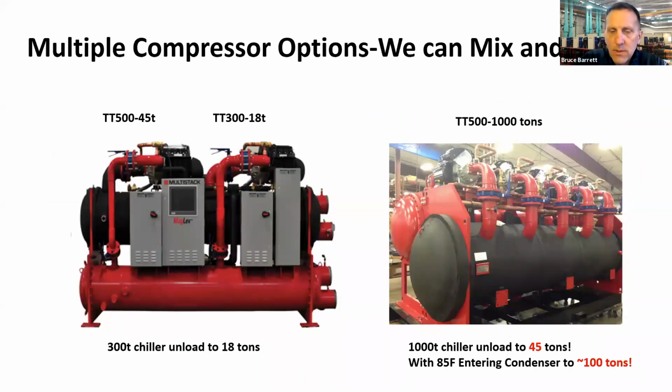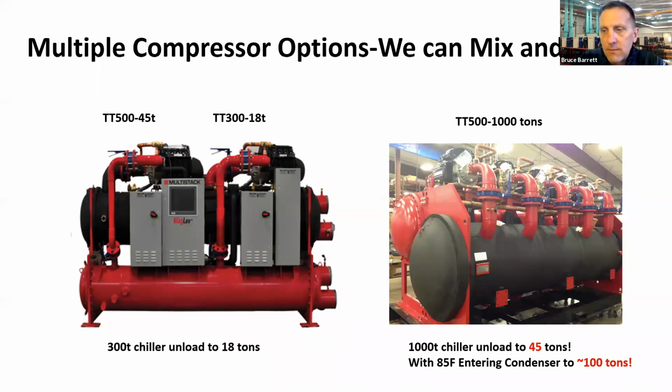Back to our controls. So we're able to control compressors one-to-one, which means I can put different size compressors on my water-cooled machine. I can put a TT500, which is about 200 tons. I can put a TT300 compressor on there that's about 90 tons. Build approximately a 300-ton machine that can unload to 18 tons. Even with warm condenser water, I can unload to about 50 tons.